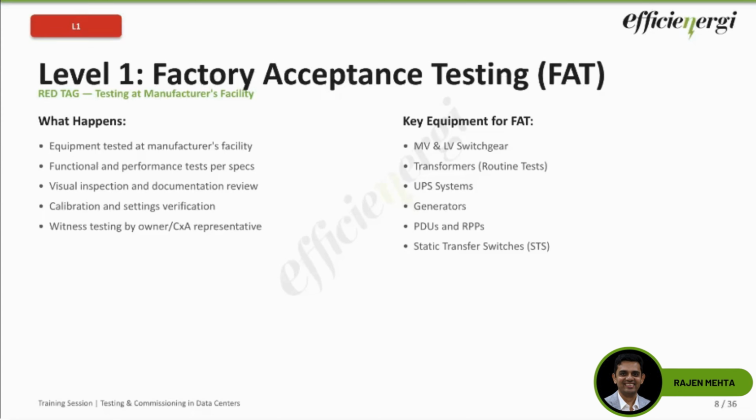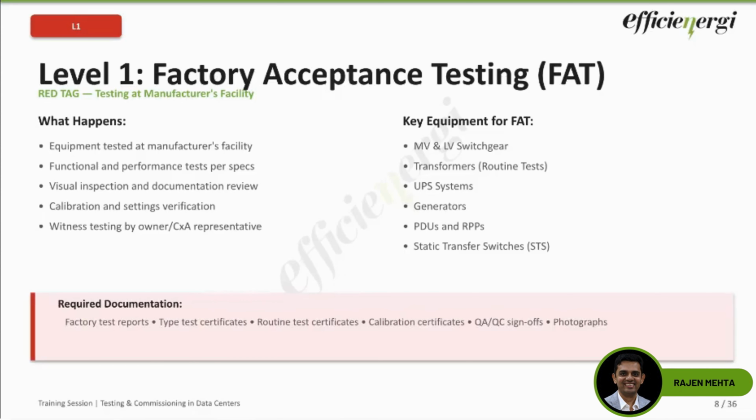But what I want to highlight here is why does L1 matter? It matters because we have seen projects where FAT was skipped to save time. The result, defective equipment discovered during an L3 energization. That is a catastrophe, causing weeks of delay while we are waiting for replacement parts coming from overseas at times. So that's the key takeaway, I would say. During the FAT, what kind of documentation is required? Each of this testing is in the documentation. Factory test reports, type tests, routine test certificates, calibration certificates, QA/QC sign-offs, photographs, and so on.